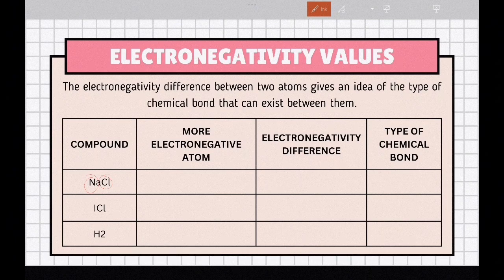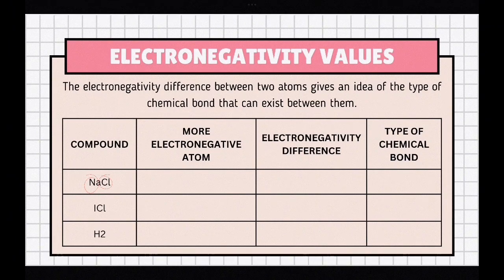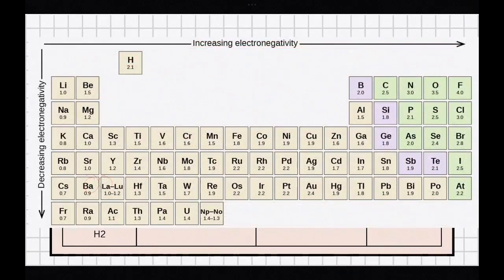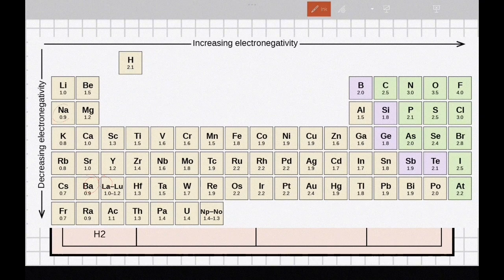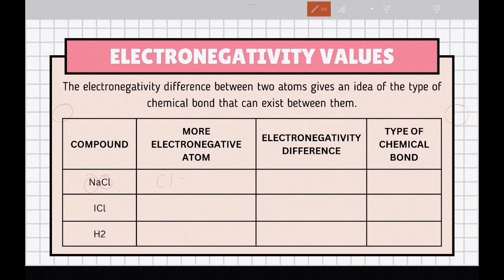sodium and chlorine. So sodium, if you're going to look here at the electronegativity chart, sodium has 0.9 and then chlorine has 3. Chlorine has more electronegativity. Now, what is the electronegativity difference? So we just simply subtract. So 3 minus 0.9, that will be 2.1.